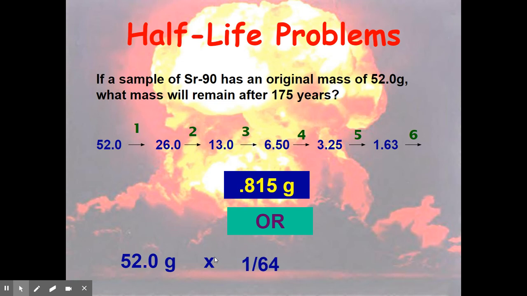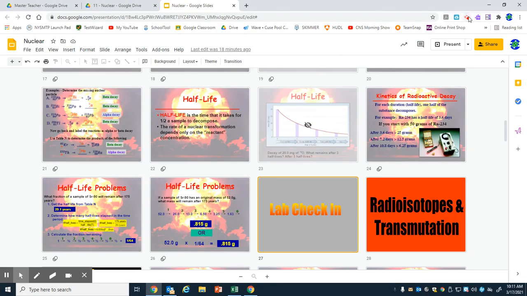And this is a different way. Some people approach this mathematically: you figure out the fraction, you go through 52 times 1/64, and you get the same number. I don't worry about that one too much. All right, we are done for the day on this. You're going to need to practice your half-life work.